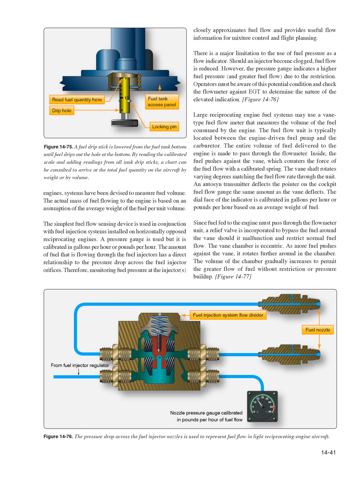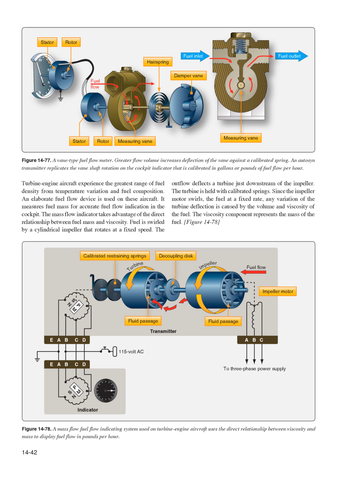Figure 1477. Turbine engine aircraft experience the greatest range of fuel density from temperature variation and fuel composition. An elaborate fuel flow device is used on these aircraft. It measures fuel mass for accurate fuel flow indication in the cockpit. The mass flow indicator takes advantage of the direct relationship between fuel mass and viscosity.